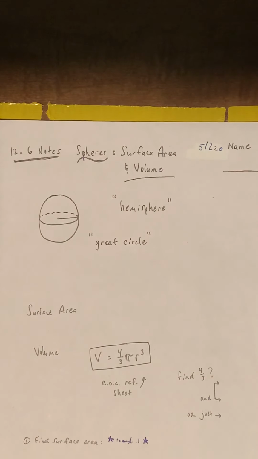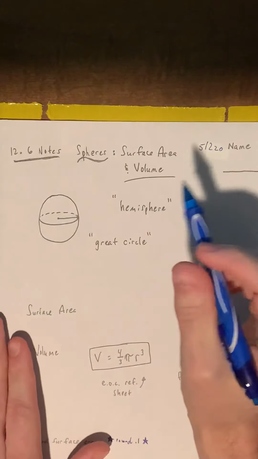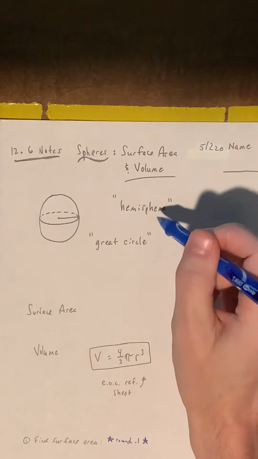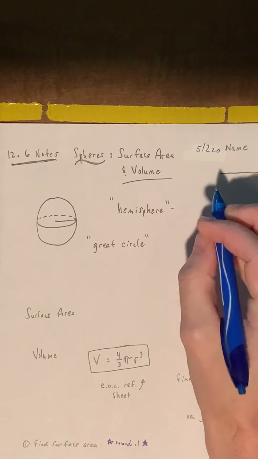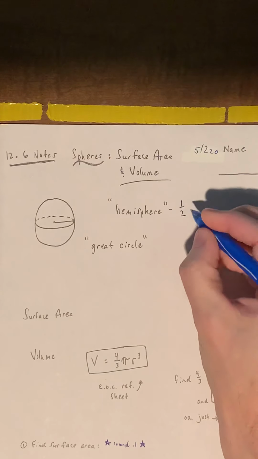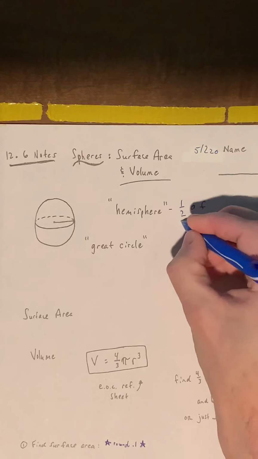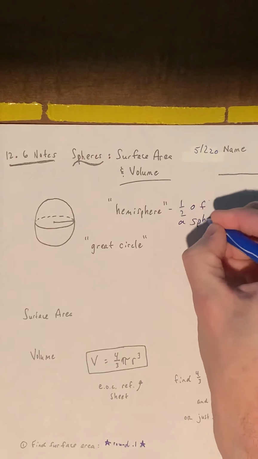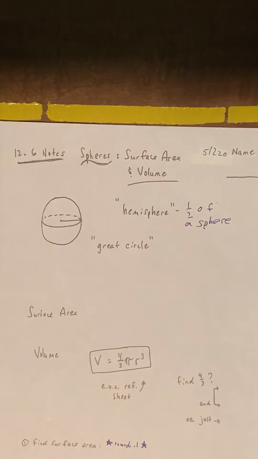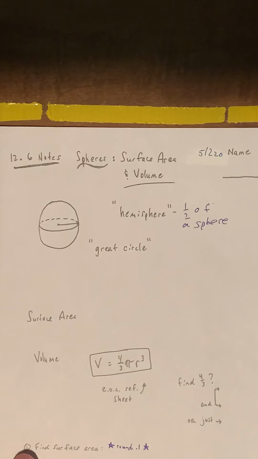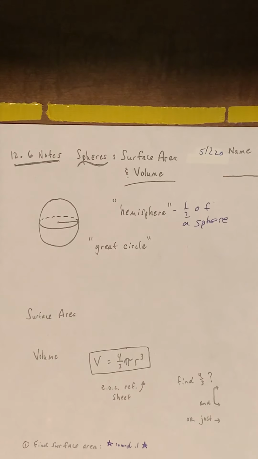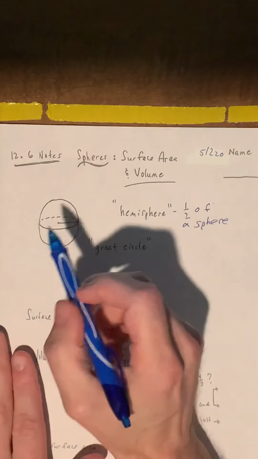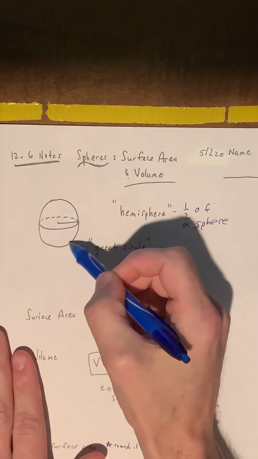All right, some terms first. A hemisphere is half of a sphere. So we'll be taking the volume and surface areas of hemispheres as well, which is half of a sphere, kind of like a bowl or a dome shape, I guess. A sphere, a full sphere, kind of looks like this.